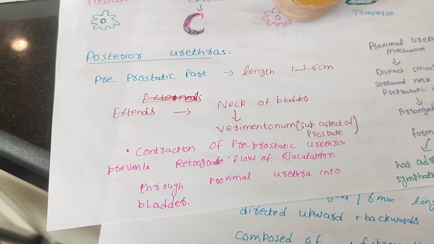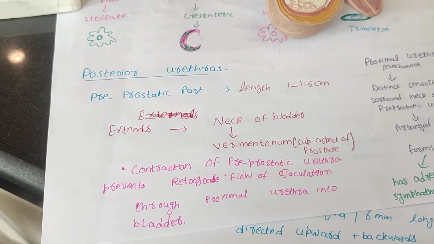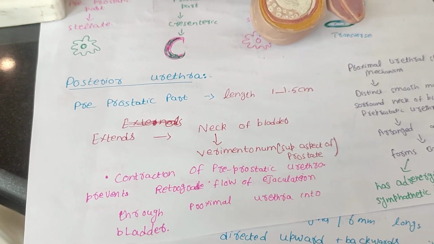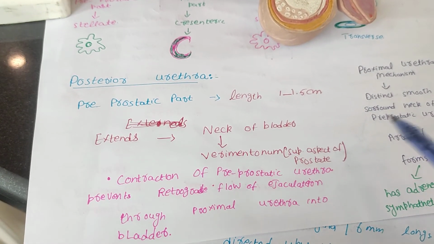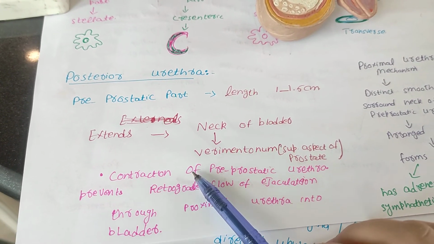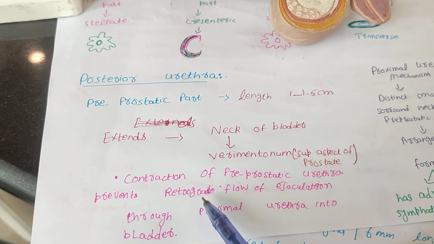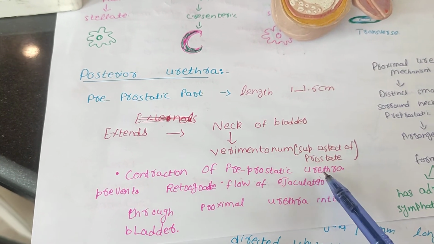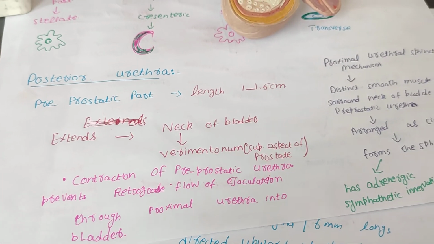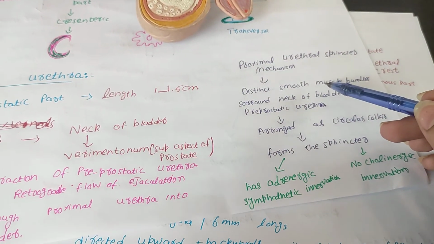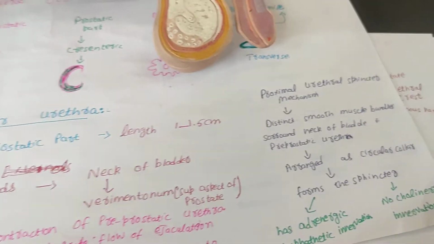Now all these parts of the posterior urethra act as an urethral sphincter mechanism. We are going to study in detail what the urethral sphincter mechanism is. So contraction of the pre-prostatic urethra acts as an urethral sphincter mechanism. First of all, we need to see what the proximal urethral sphincter mechanism is, then we will see the detail here.